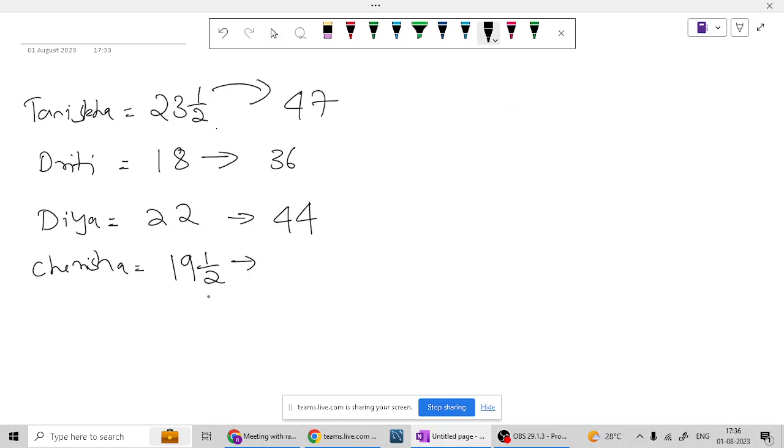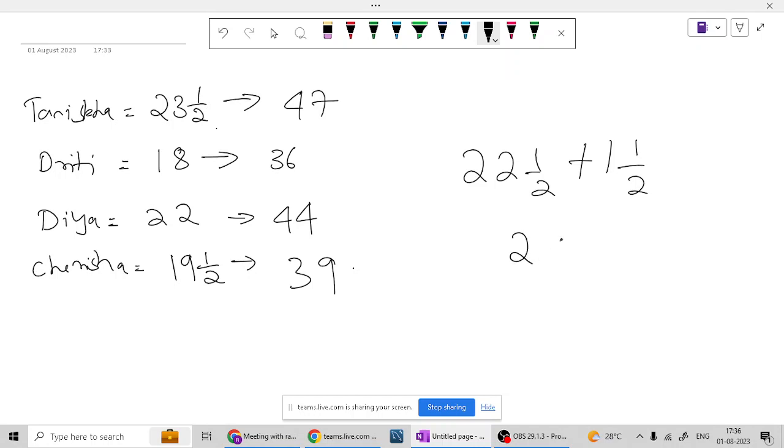If you double this, you get 38, 39. But I have one doubt. I got 22 and a half, and ma'am added 1 and a half. So 22 plus 1 is 23, and half plus half is 24. So, yeah, you're supposed to get 24. You should have got it corrected, right?